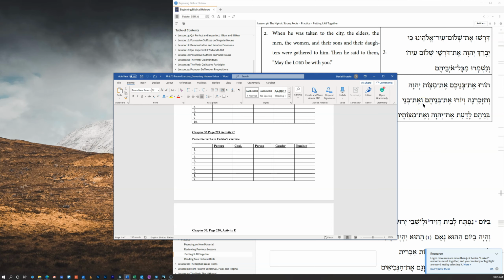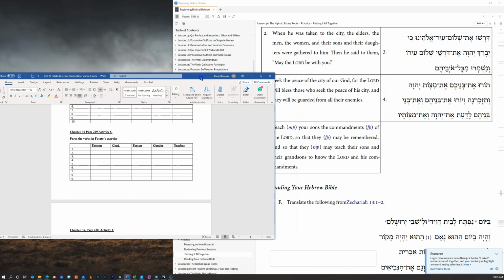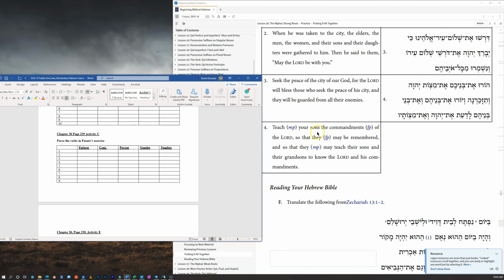All right, let's see what Futato has here. Teach your sons the commandments of the Lord so that. Okay, so he's interpreting this vav here as, and that's good because if this is just like consecutive, this is more the case in narrative than this would be like exhortation, I guess.